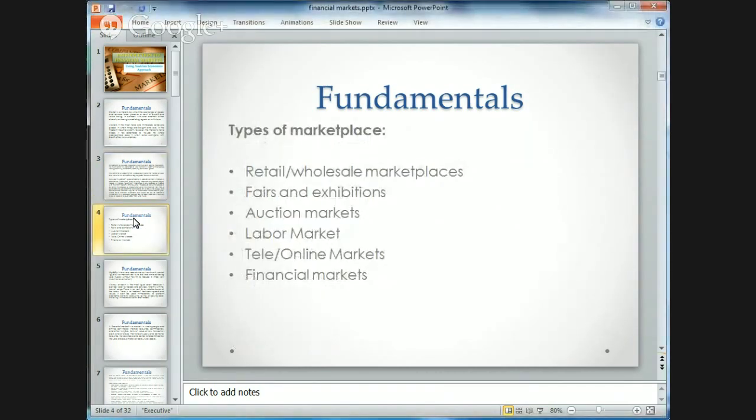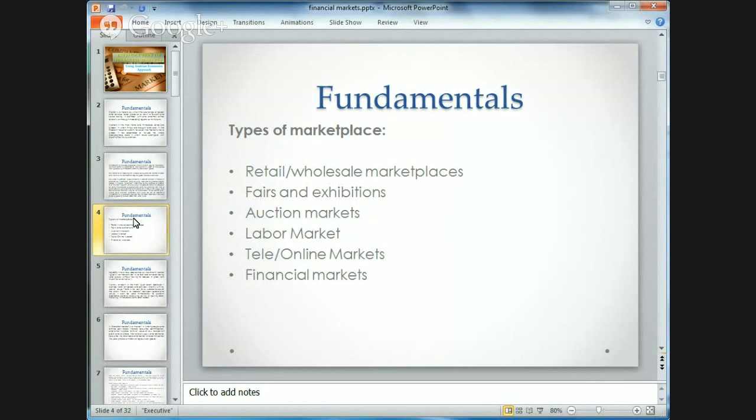And investments actually take place in different marketplaces where you can have an investment or you can simply buy those things for consumption. Different types of marketplaces where we actually go out and buy stuff will be retail markets and wholesale markets, which will sell you commodities and different products. You have fairs and exhibitions, trade exhibitions or consumer exhibitions where you can go in and purchase your stuff. And there are auction markets.